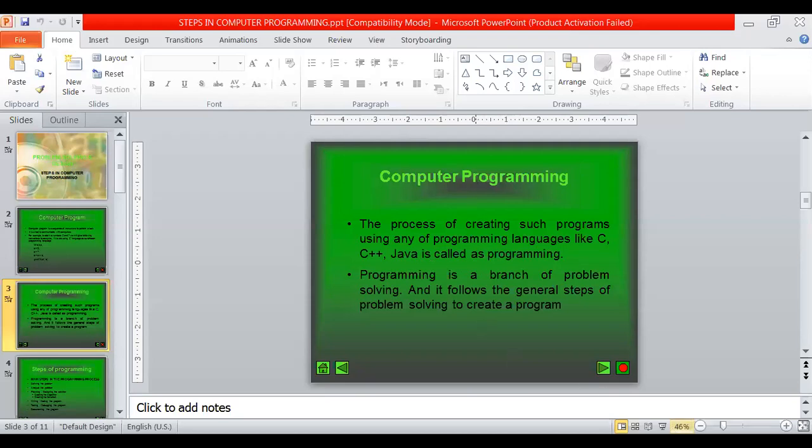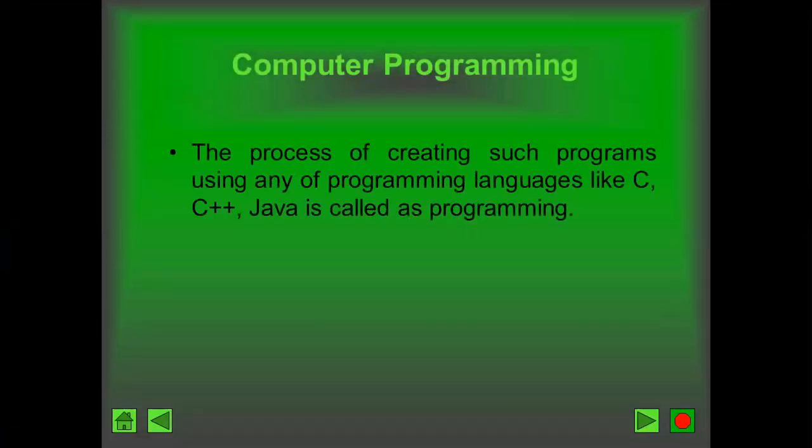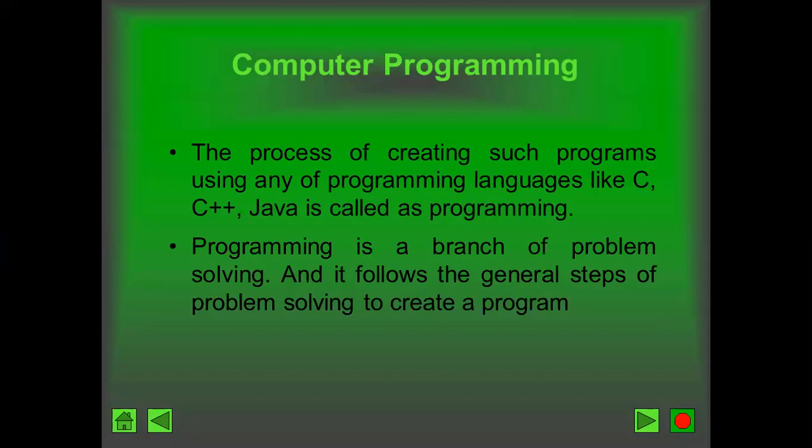Now, computer programming. You know that this process of creating such programs using any of the programming languages, like, as I told, C, C++, Java, is called programming. This process of creating programs using any of the programming languages is called programming. So now the question arises, how can we do this process of programming?